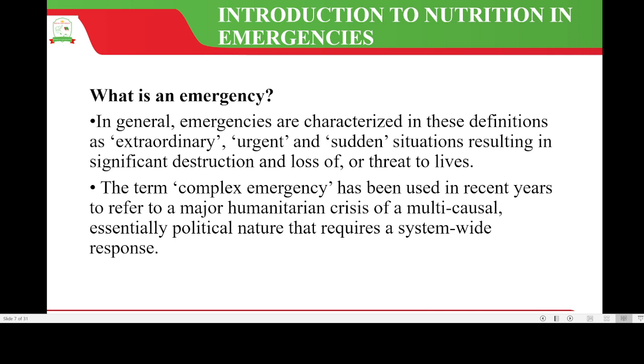In general, we characterize emergencies in these definitions. For example, you can say an emergency is an extraordinary, urgent, and sudden situation resulting in significant destruction and loss of or threat to lives. The term complex emergency has also been used in recent years to refer to a major humanitarian crisis of a multi-causal, essentially political nature that requires a system-wide response.